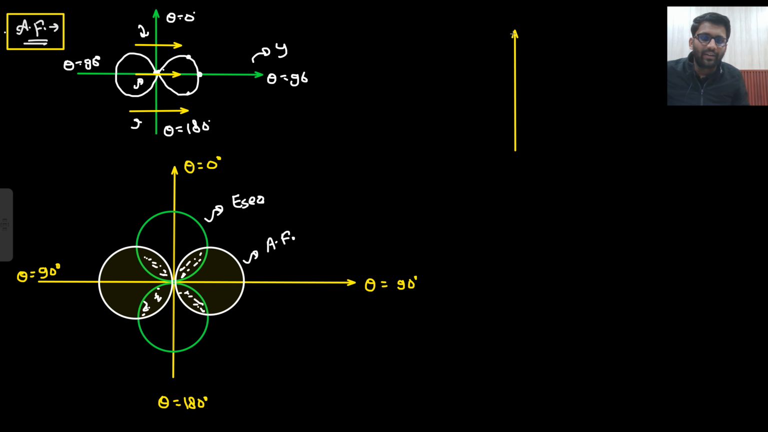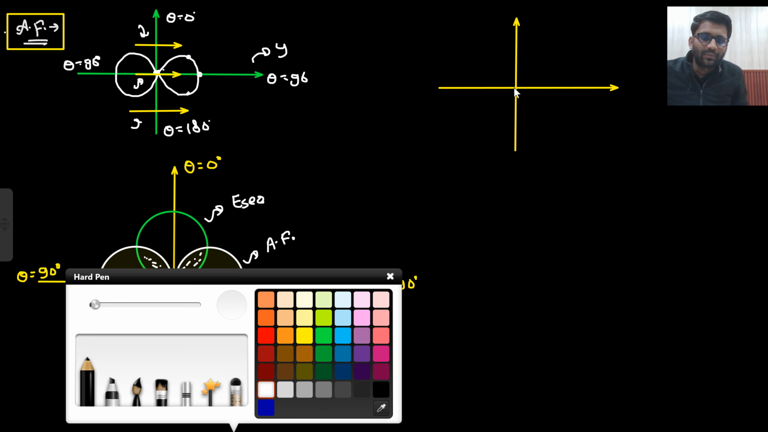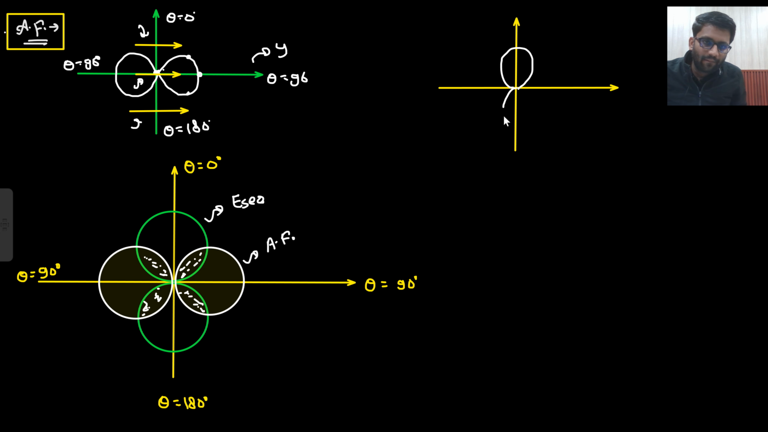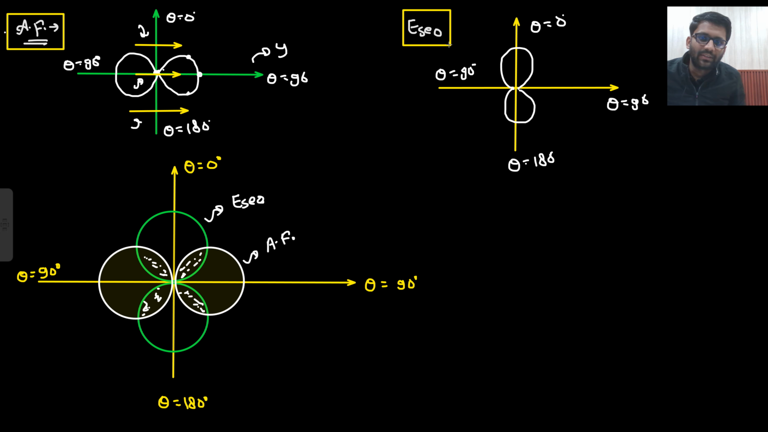And I can make the radiation pattern for ESO as well. Here only I am making the radiation pattern for ESO. This is your theta equals 0 degree. This is your 90 degree. This is 180 degree. And this is 90 degree. This was for ESO, whatever we write down: electric field due to a single element at origin.